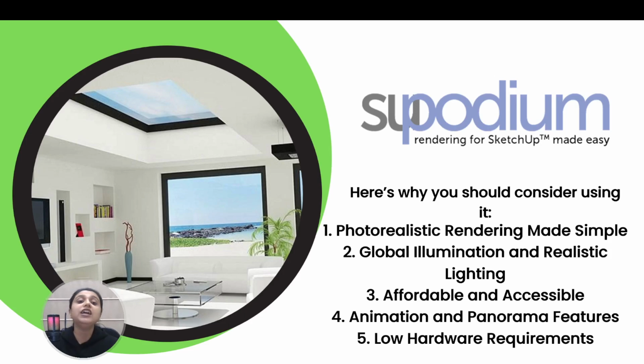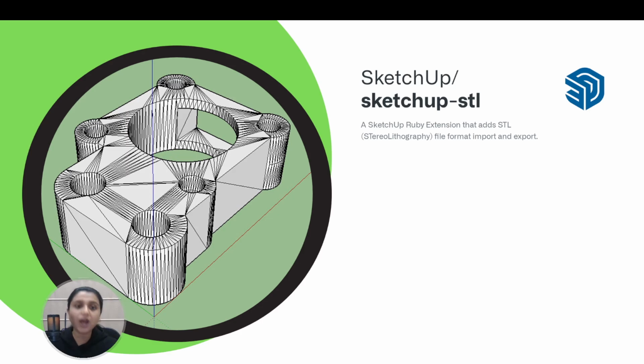And finally, it also gives you animation and panorama features. So if you also want to add animations to your model, you can do that too with the help of SU Podium. Now the next one is called SketchUp STL. With this term, STL, stereolithography, this simply means that whenever you are creating a model in SketchUp, you are using this for your 3D modeling in person. So you are trying to create a 3D prototype of something. You can do that with the help of this software.